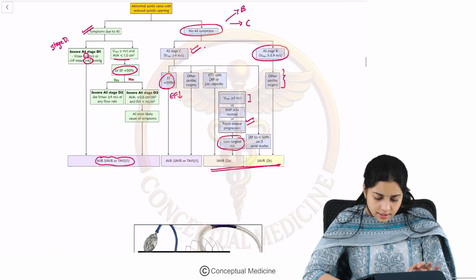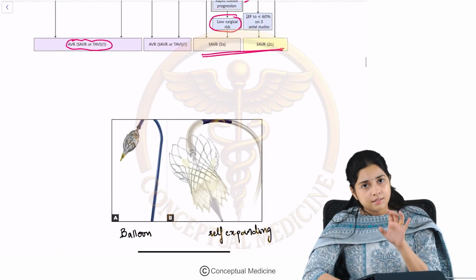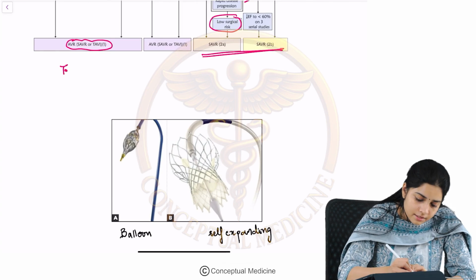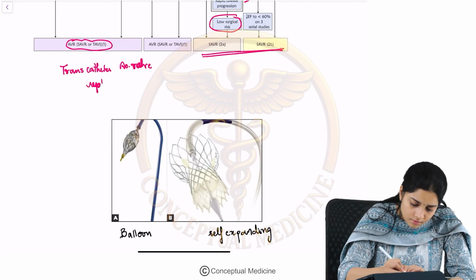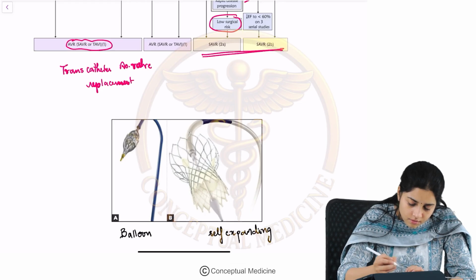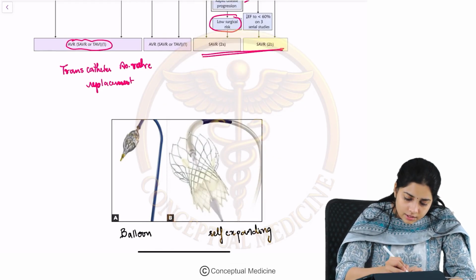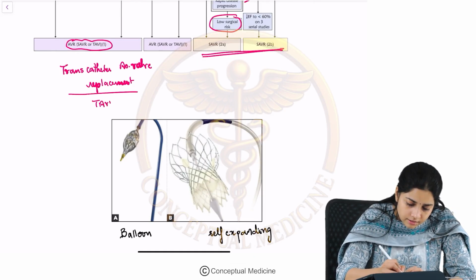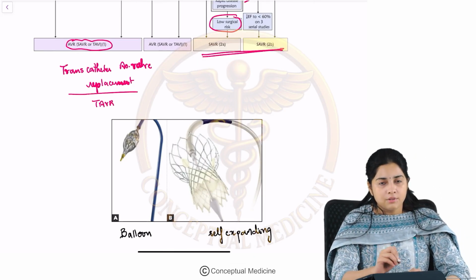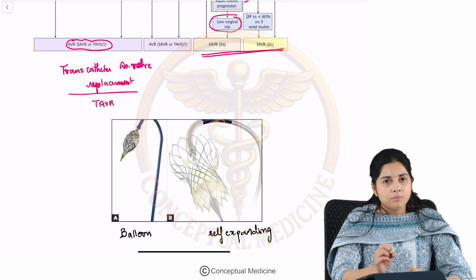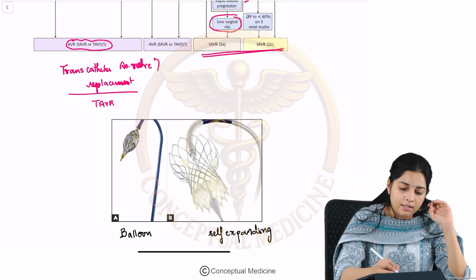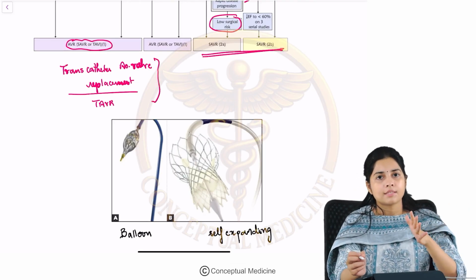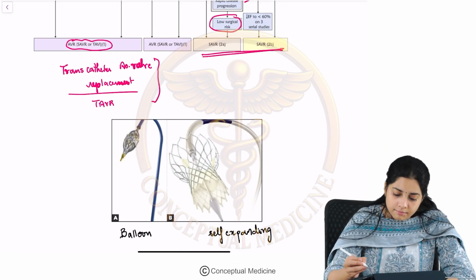Okay. Now, what are the two methods which are used? We have the transcatheter aortic valve replacement, which is known as TAVR, or the surgical aortic valve replacement, SAVR. Nowadays, unless the patient is undergoing some major surgery or cardiac surgery, TAVR is what is preferred over SAVR.